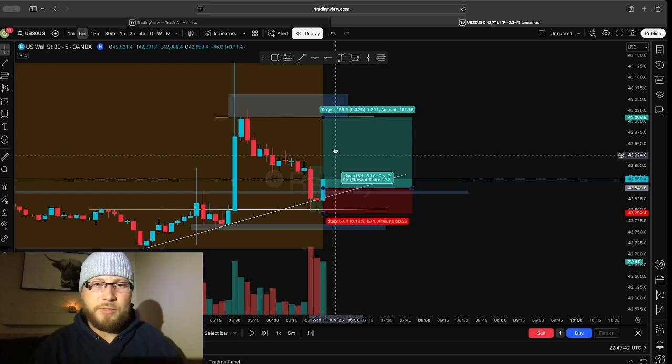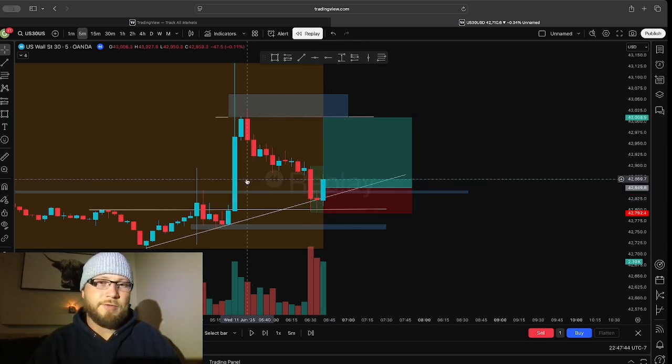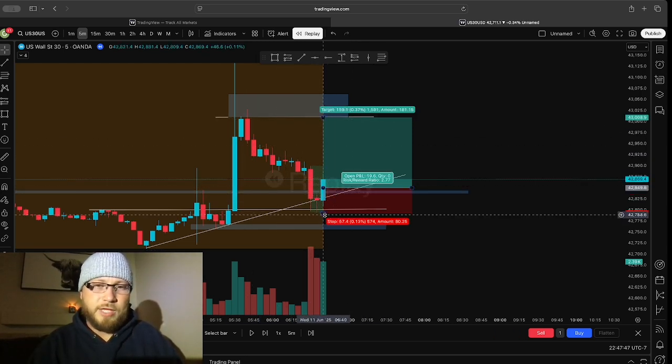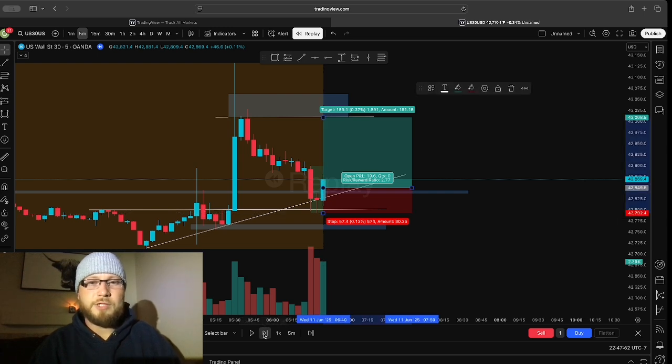Okay, so at this point, we have our take profit. We broke down the chart. You have your stop loss below the low. Let's see how this played out.